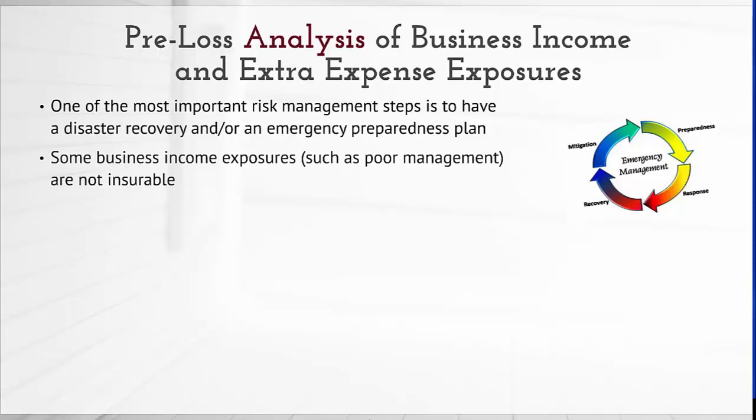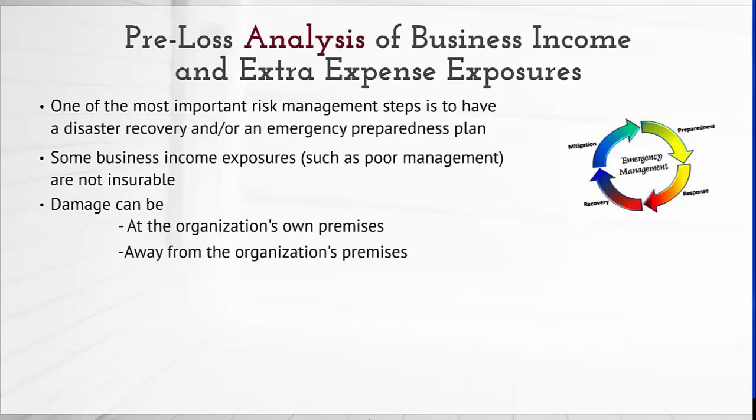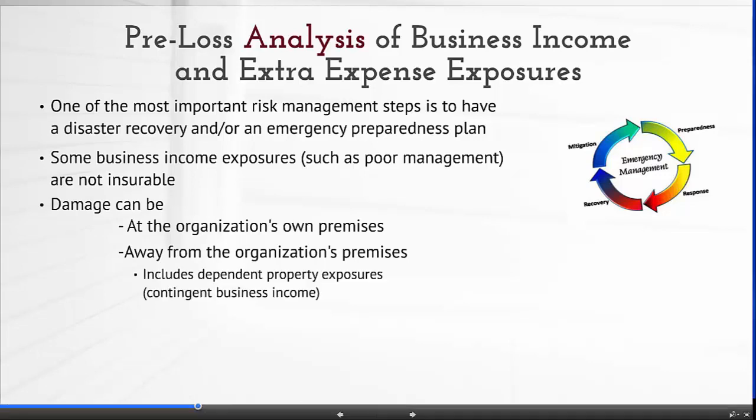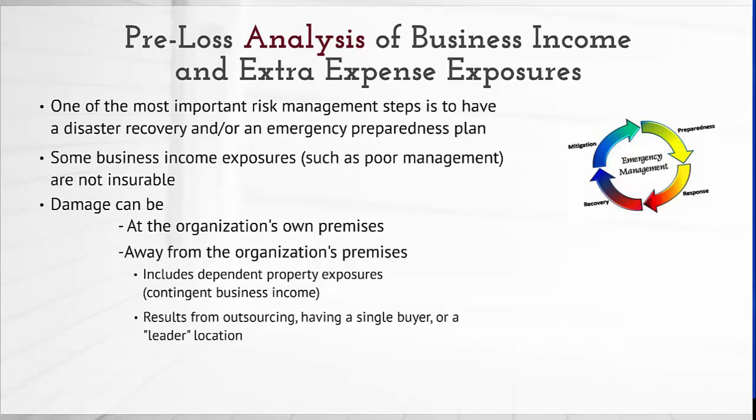Unfortunately, some business exposures, such as poor management, are just not insurable. A business income loss can result from damage at the organization's own premises or away from the organization. This includes dependent property exposures or contingent business income. This often results from outsourcing, having a single buyer, or a leader location.